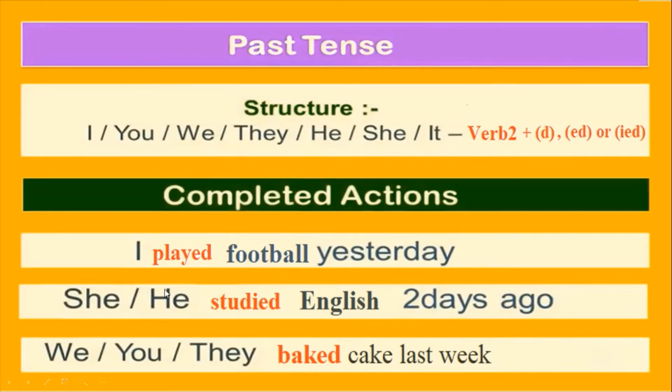Look at those examples. I played football yesterday. Here we have a timing word, yesterday, so we write the verb in the past tense. Here we have she or he studied. What did we do here? We add ied. English, two days ago: we have here a timing word. Do you see it? Ago. We, you, they baked cake last week. Here we have what? Last. Because we have the word last, we should write the verb in the past form. Those three verbs are regular verbs.